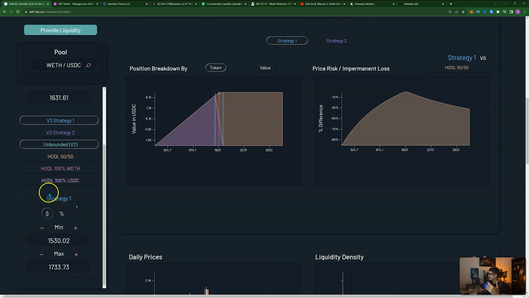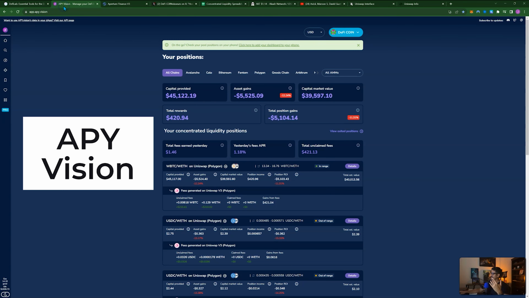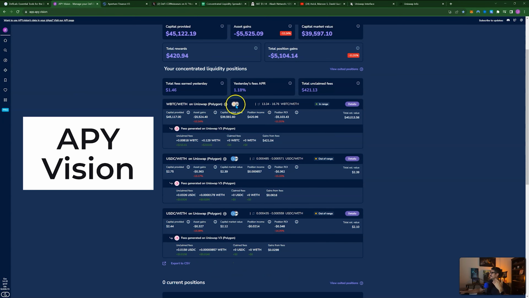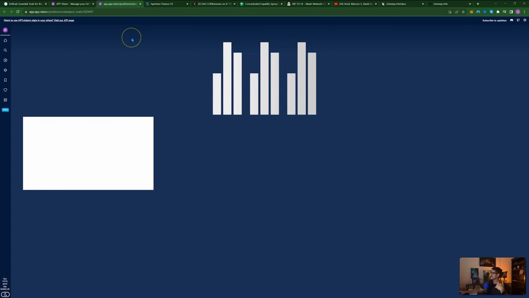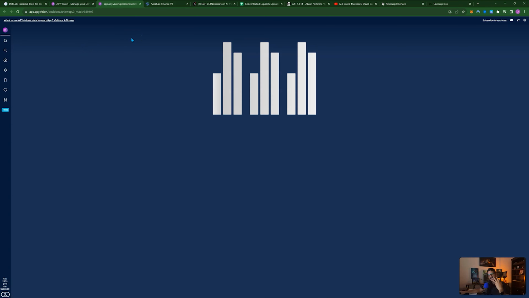A second tool I use is APY Vision. APY Vision allows you to track individual liquidity pools to where you can see exactly how it's performing.